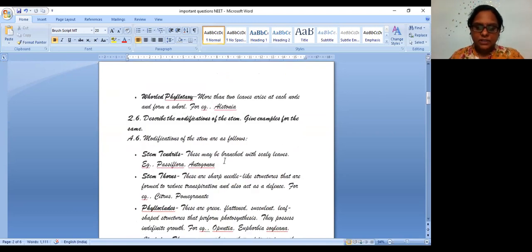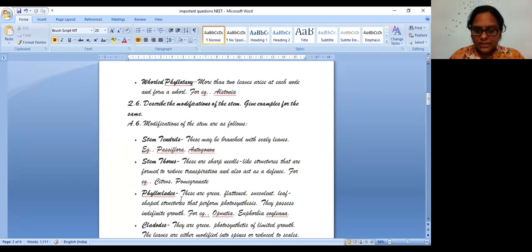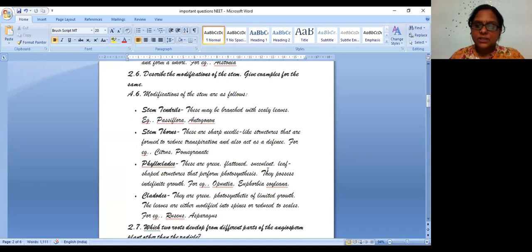So you have the tendrils, we have seen Passiflora. Here also they have given the same thing, Antigonon. Then you have the thorns. These are sharp needle-like structures that are formed to reduce transpiration and also act as a defense. I told you, thorns are to protect the plant from grazing animals. I told you citrus, and pomegranate also you can keep in your mind. Then phylloclades, I also told you, these are green, flattened, succulent, leaf-shaped structures that perform photosynthesis.